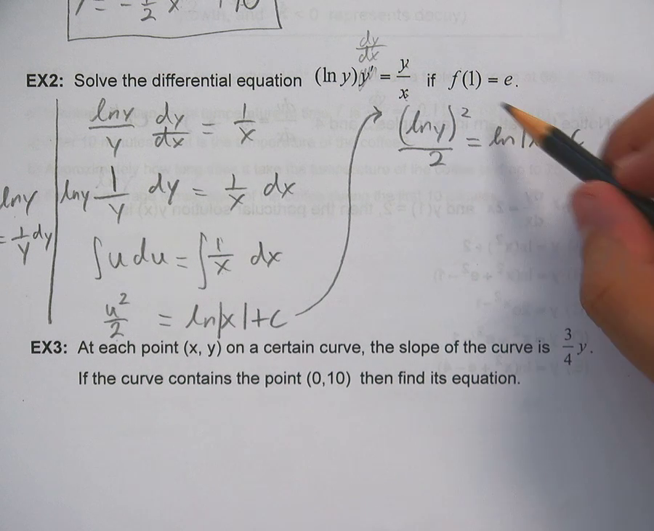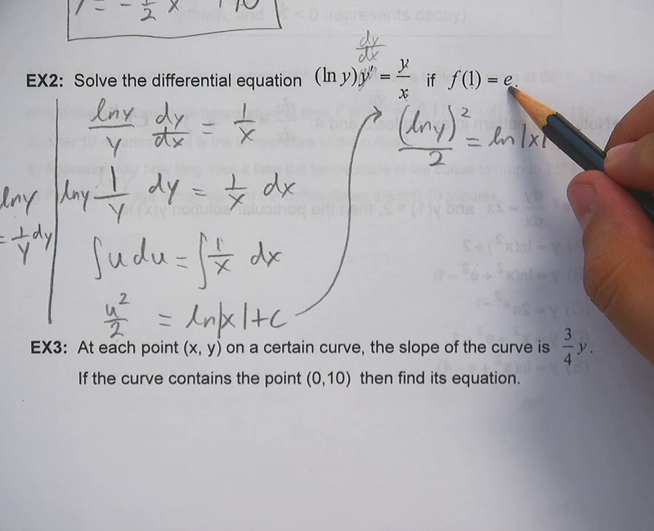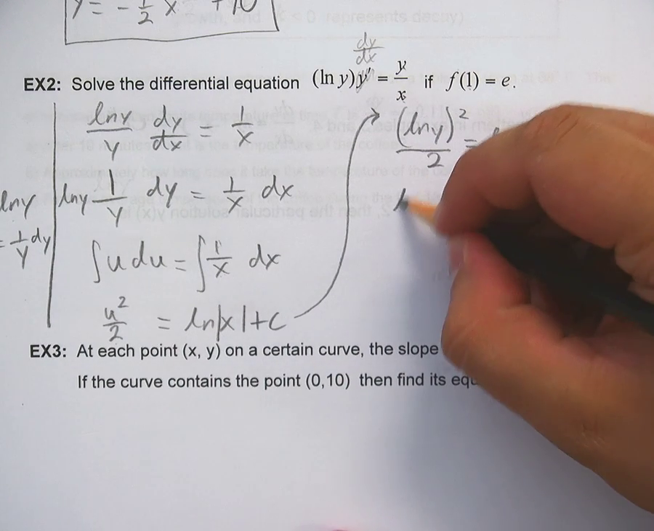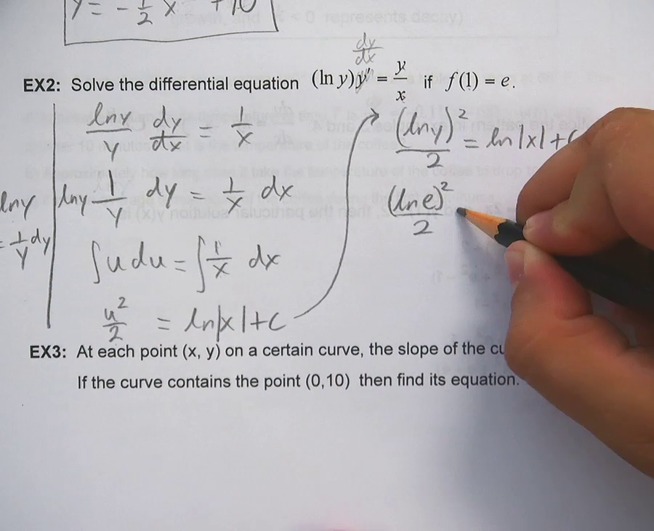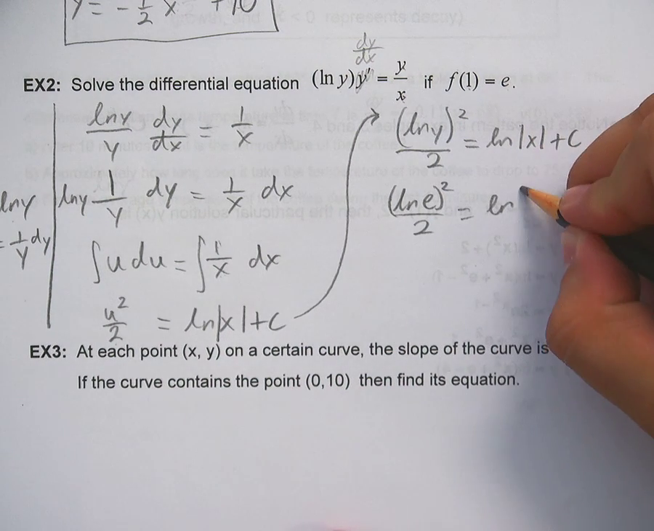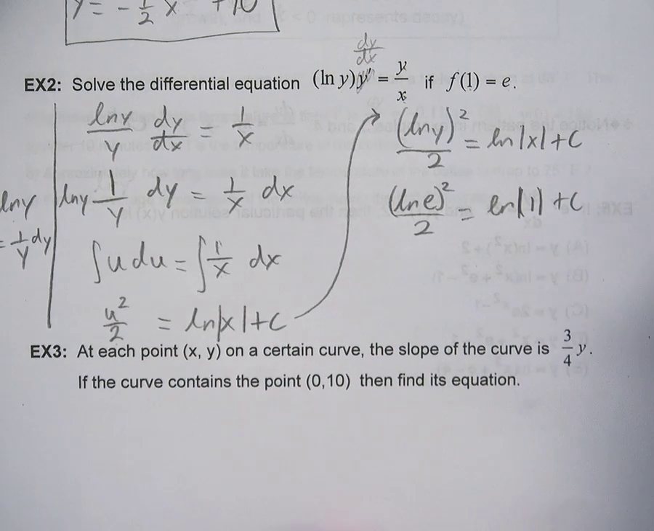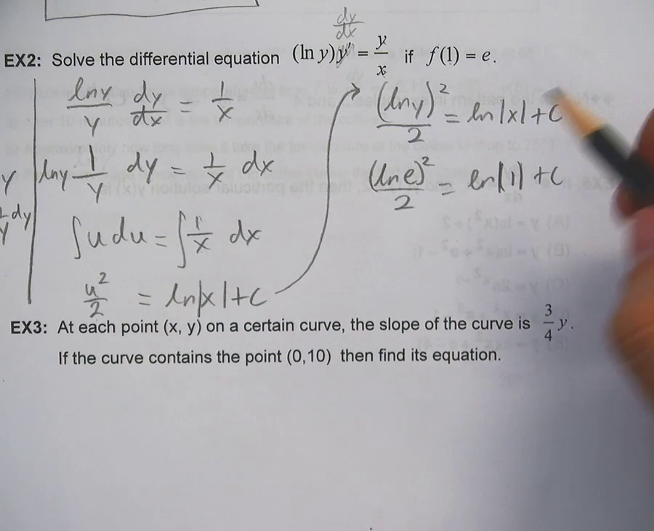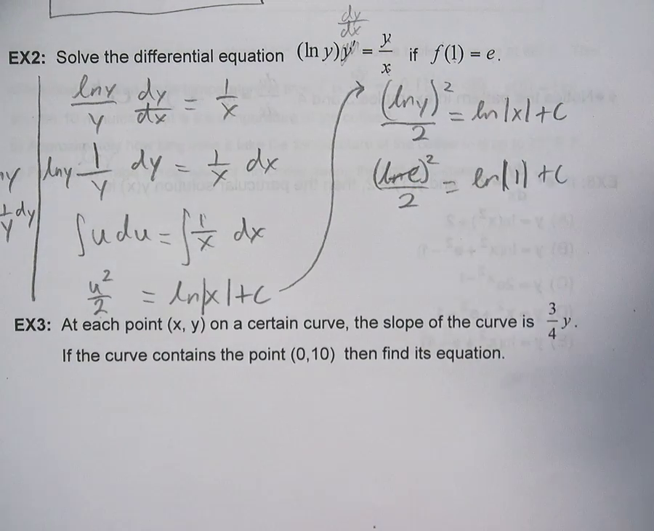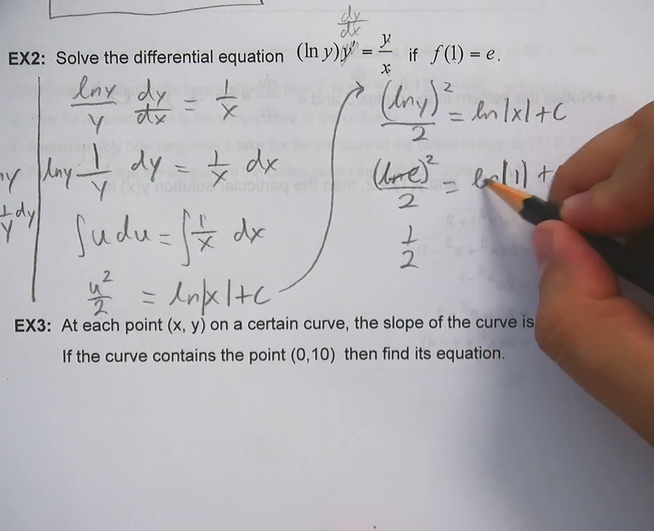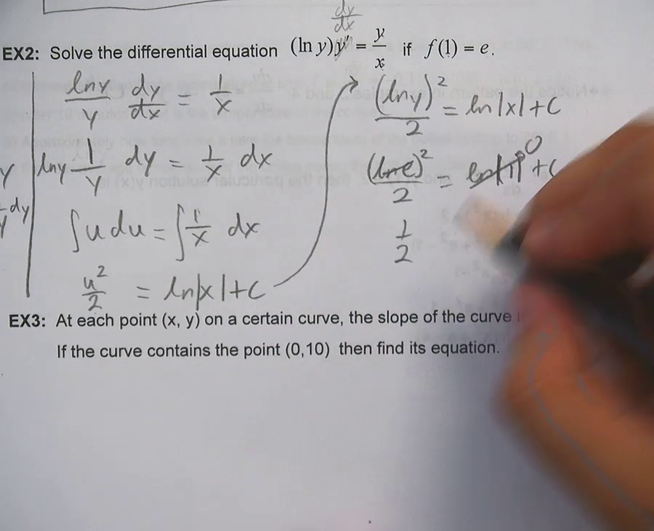And then finally use our initial condition here. Everywhere I have an x is 1, and everywhere I have a y, it's e. So I have the natural log of e squared over 2 equals the natural log of the absolute value of 1 plus c. The natural log of e is 1, so 1 squared is 1, so you have 1/2. The natural log of 1 is 0, so that's just c equals 1/2.